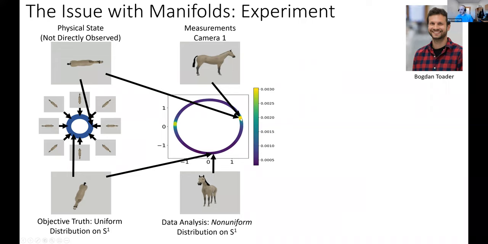So if you were to ask me, is there a dominant state? I would tell you definitely. It's like around here, and maybe also here, okay? But we know it's not true. That's not how we generated the data. The data is uniform. It actually gets kind of worse, depending on how you look at this.